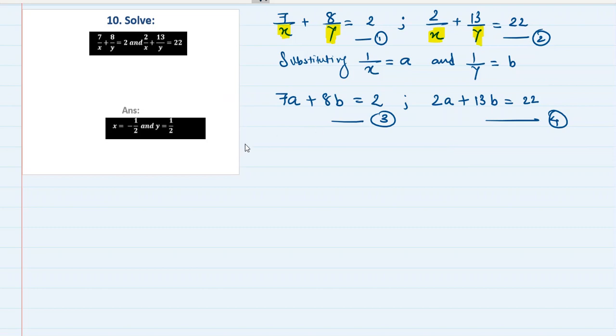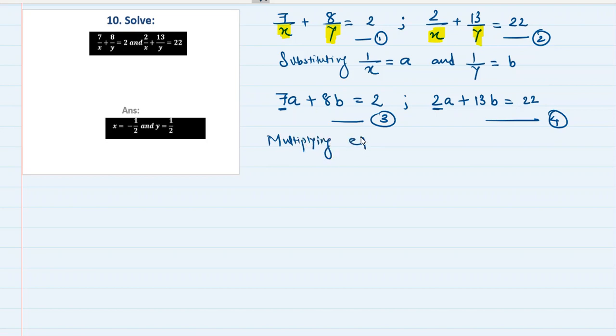So I would always suggest that you master both these skills, using your logic as well as your memory. For me, I'm comfortable with equating coefficients, so I will choose the coefficient of a in both the equations, that is 7 and 2, and I will equate them by taking the LCM of 7 and 2. So the LCM of 7 and 2 is 14. So how to make this 7 into 14? I have to multiply the whole equation 3 by 2. How to make this 2 into 14? I have to multiply the whole equation 4 by 7.